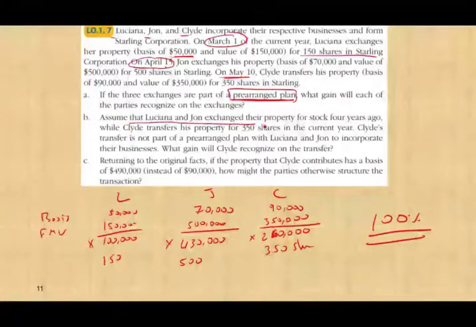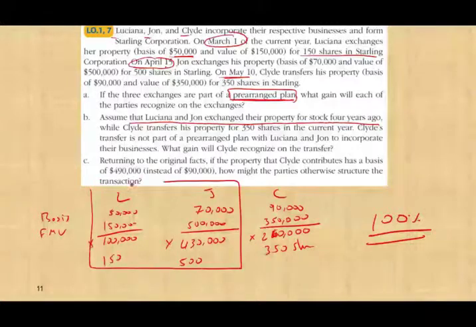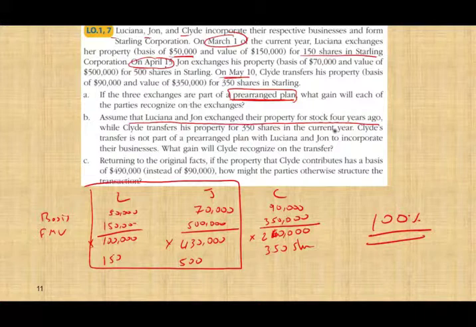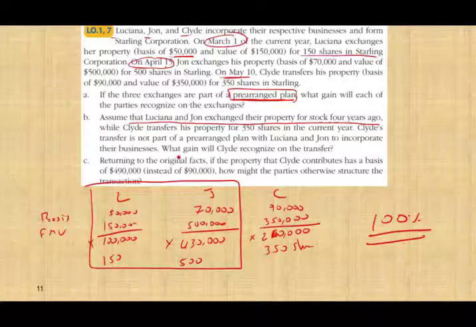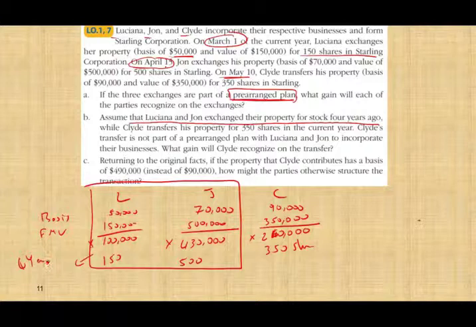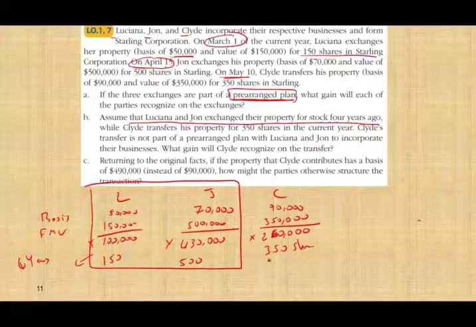Assume that L and J exchanged their property for stock 4 years ago, so we're going to put L and J together, while C transferred his property for 350 shares in the current year. Clyde's transfer is not part of a prearranged plan with L and J to incorporate. What gain will Clyde recognize? Let's assume those two individuals contributed property and received the shares 4 years ago. And now C came in and contributed property and received 350 shares.